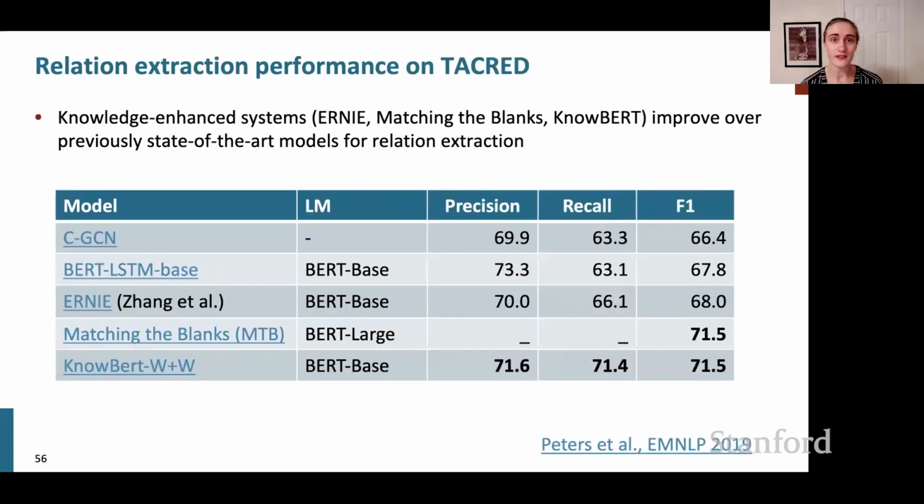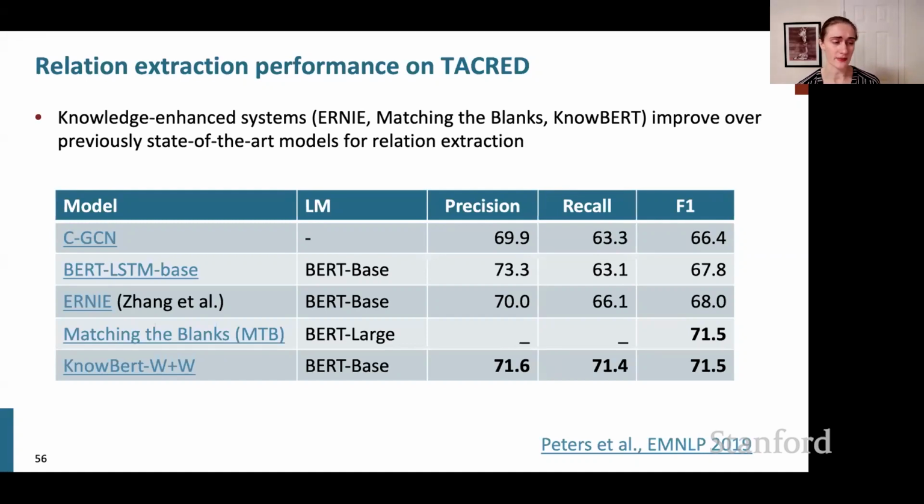Here we're looking at the performance on a relation extraction benchmark called TACRED. And all of the models that we show here were at one point state-of-the-art on TACRED. So this C-GCN is a graph convolutional neural network over dependency trees. The BERT LSTM base is one of the first works that showed that you could actually get state-of-the-art performance with BERT on relation extraction. And this is just putting an LSTM layer over BERT's output.